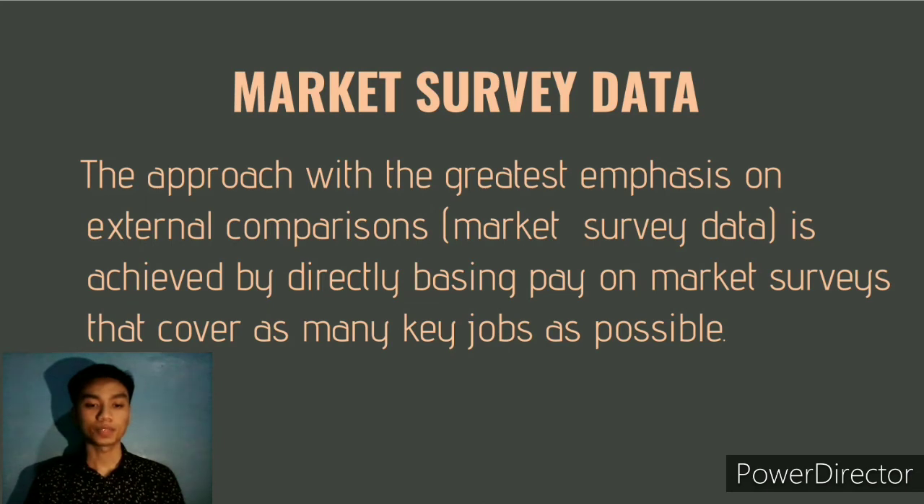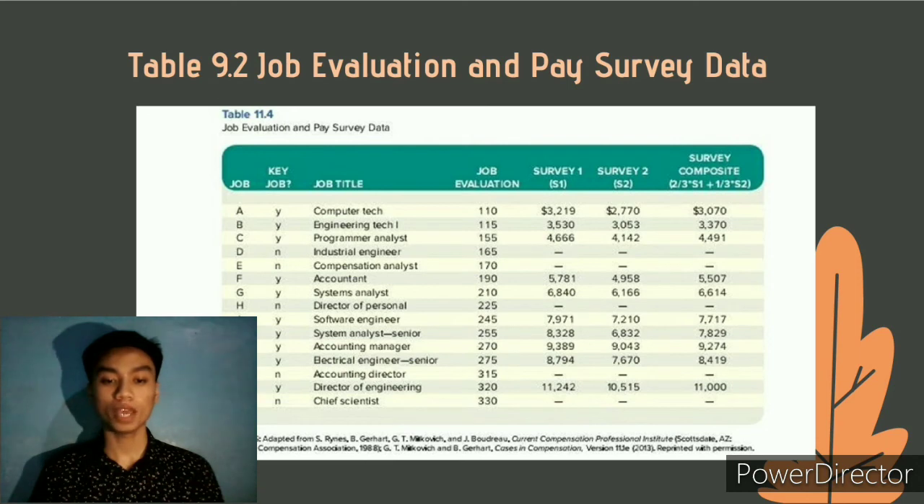Market survey data. The approach with the greatest emphasis on external comparisons is achieved by directly basing pay on market surveys that cover as many key jobs as possible. For example, the rate of pay for job A in Table 9.2 would be $3,070, for job B, $3,370, and for job C, $4,491. For non-key jobs, such as jobs D, E, H, M, and O, however, pay survey information is not available, and we must proceed differently.